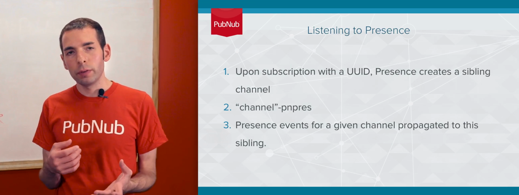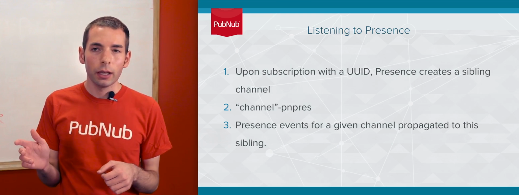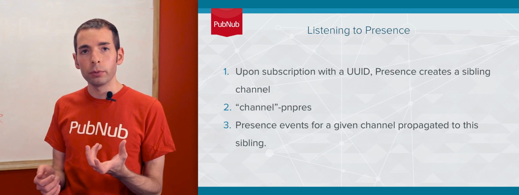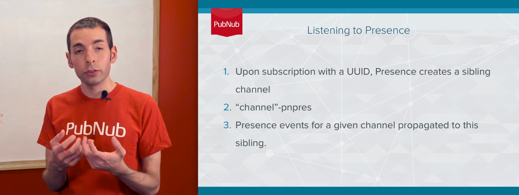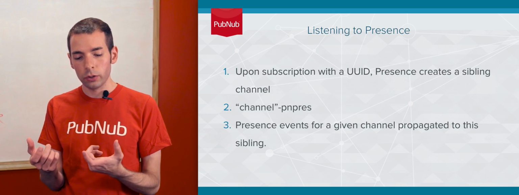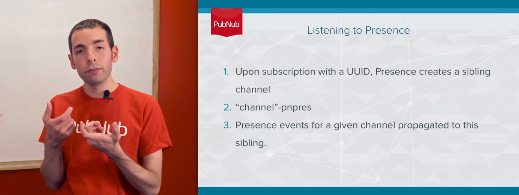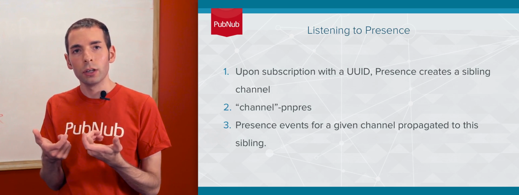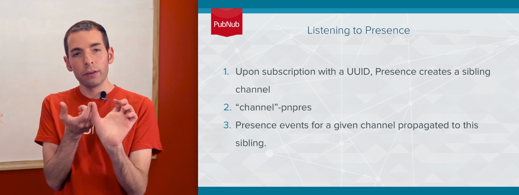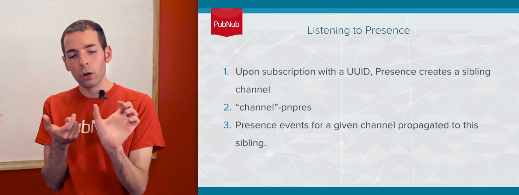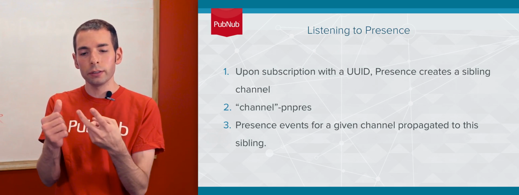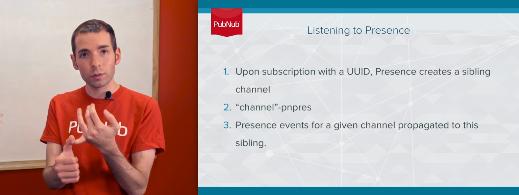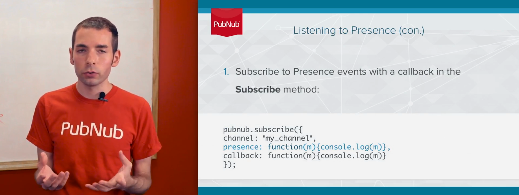Listening to PubNub presence events is super easy. When you connect to a channel in PubNub with a UUID set, PubNub presence will create a sibling channel based on your existing channel's name, hyphenated with a p and pres. So your channel hyphen p and pres. Now all of the events in presence get propagated to this sibling channel, such as join, leave, timeout, and state change events. Subscribing to this channel is super easy.